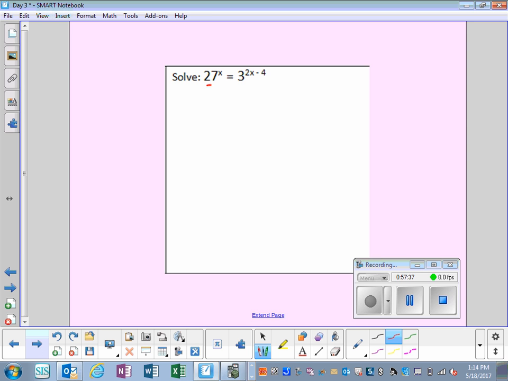I have two different exponential functions on two sides of the equation, so I can solve these by changing the base, setting the base to the same thing. So 27 is 3 to what power? 3. And then I have this x. And then it equals 3 to the power of 2x minus 4, agree? And then 3x equals 2x minus 4. Solve for x: minus 2x on both sides. I have x equals minus 4.